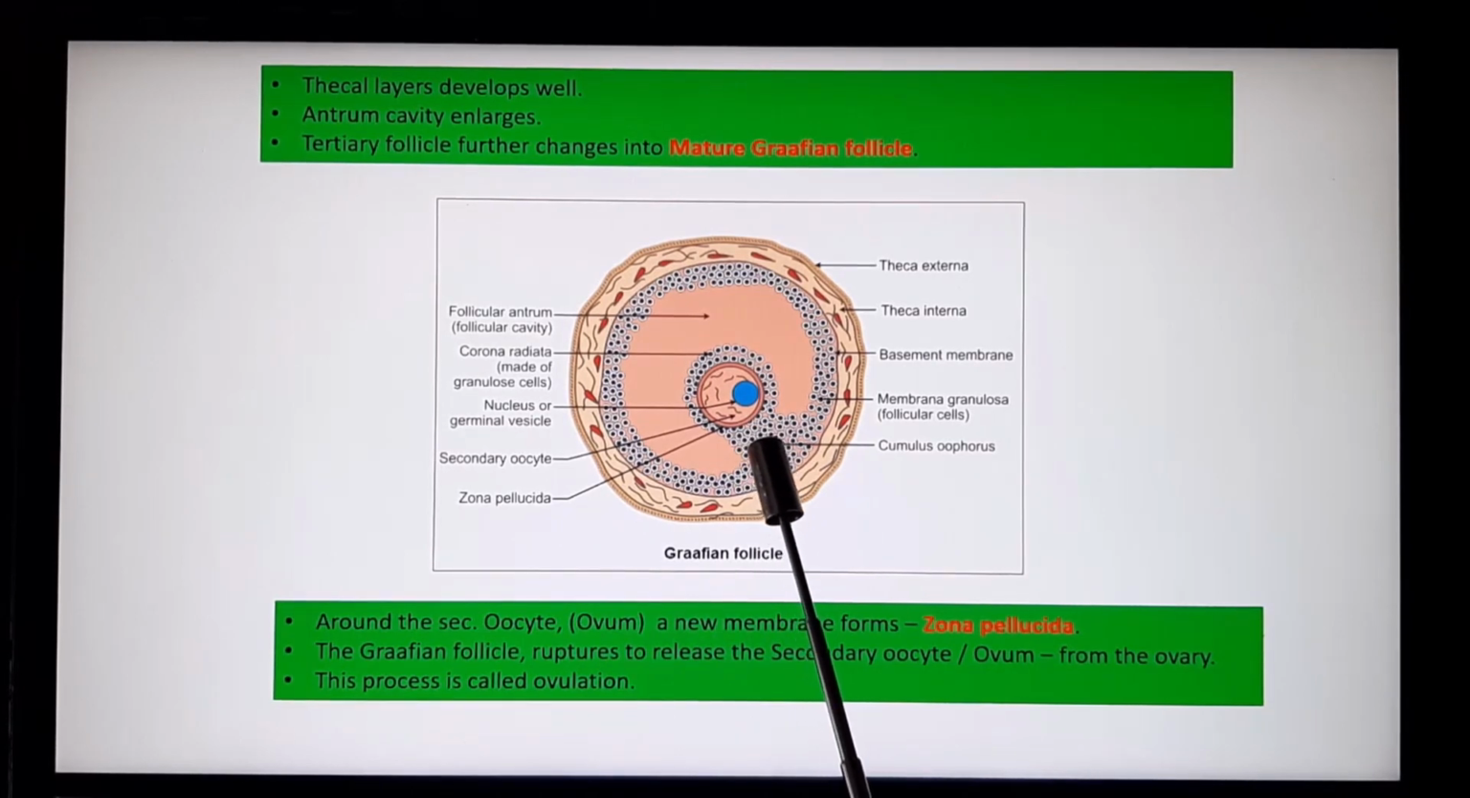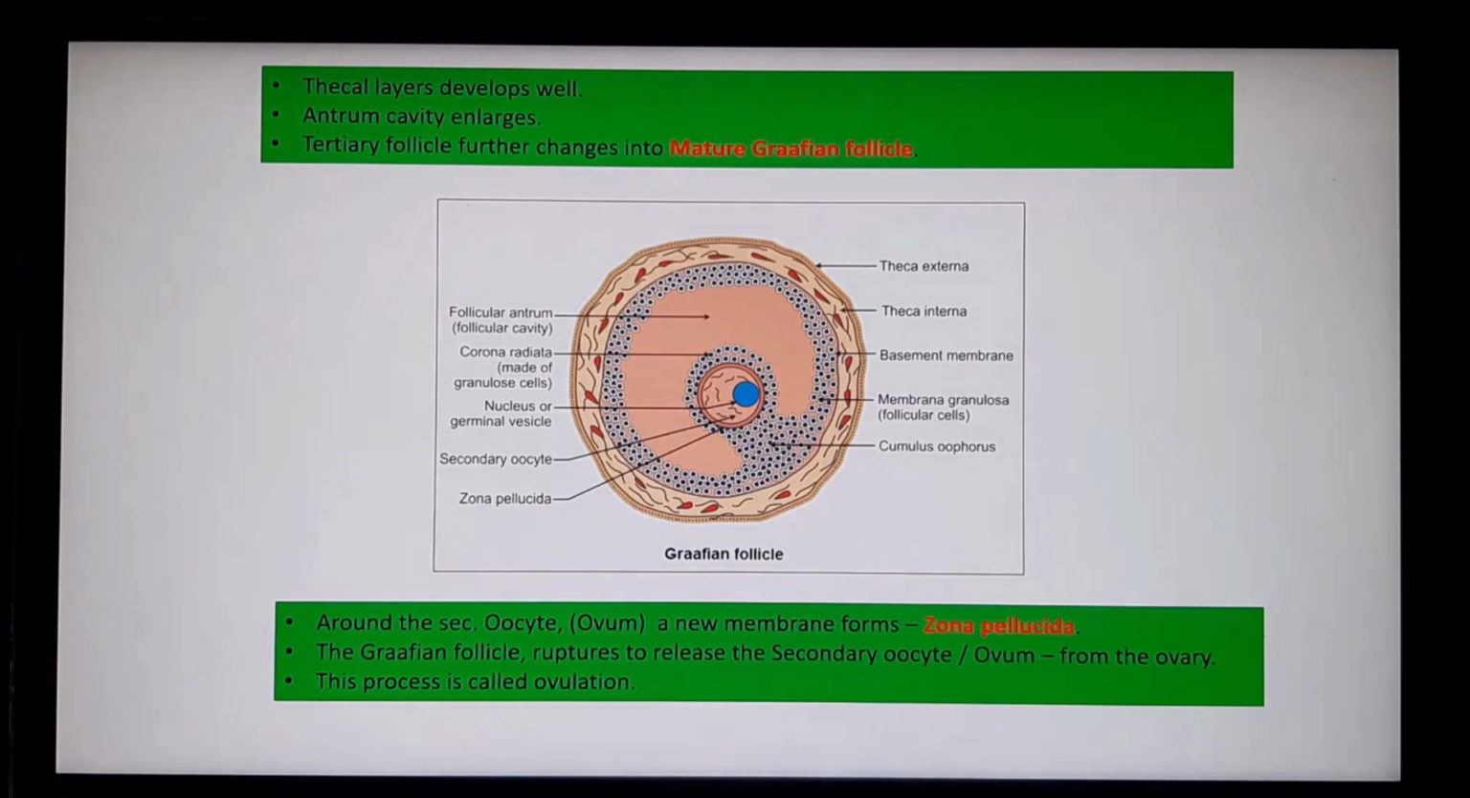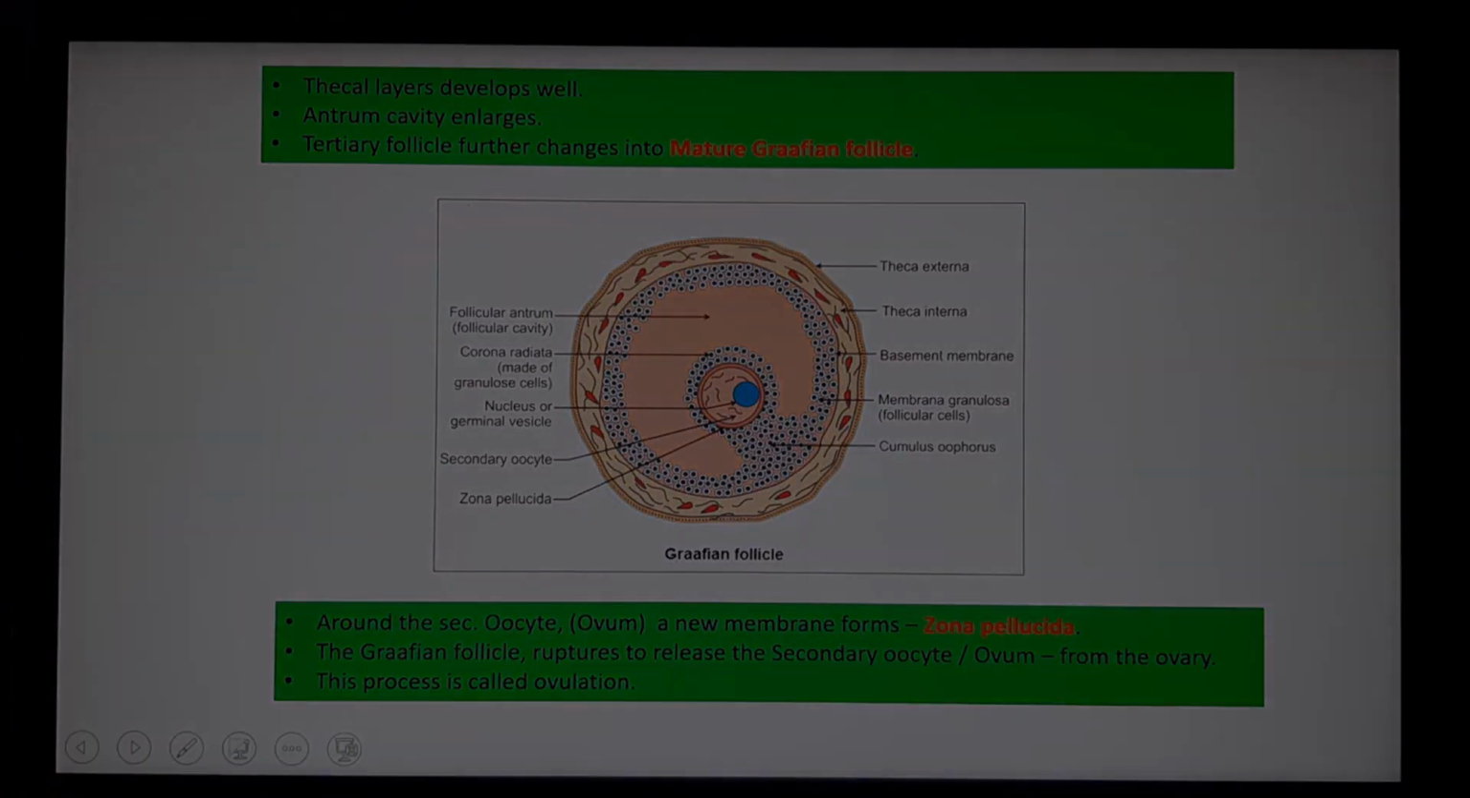Around the secondary oocyte also some changes are occurring. At this stage you can see a new membrane layer, that is the zona pellucida, forming here. Okay, and the Graafian follicle ruptures at this stage and releases the secondary oocyte, the ovum, from the ovary. This process is called ovulation. It is a hormone controlled process.